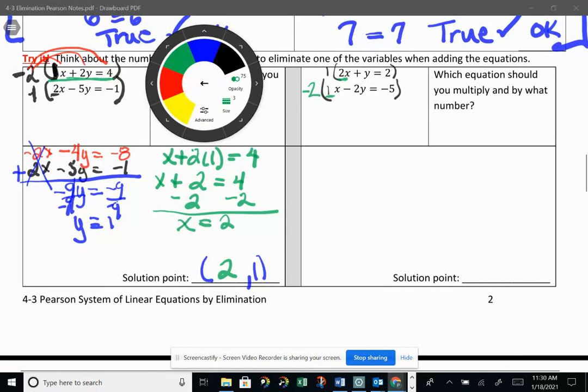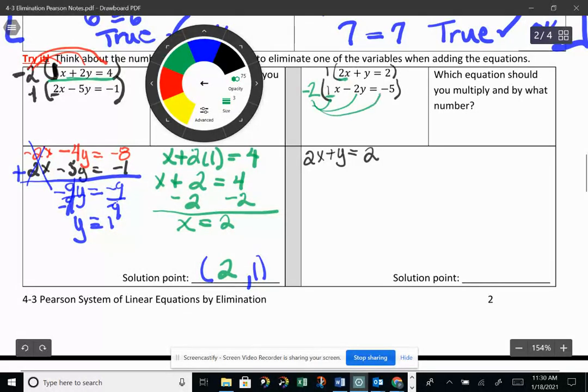So now we're going to rewrite it. That top equation doesn't change. I get 2x plus y equals 2. And then that bottom equation, I have to distribute that -2 throughout. So -2 times 1 is negative 2x. And negative 2 times negative 2y is plus 2y. And negative 2 times negative 5 is positive 10.